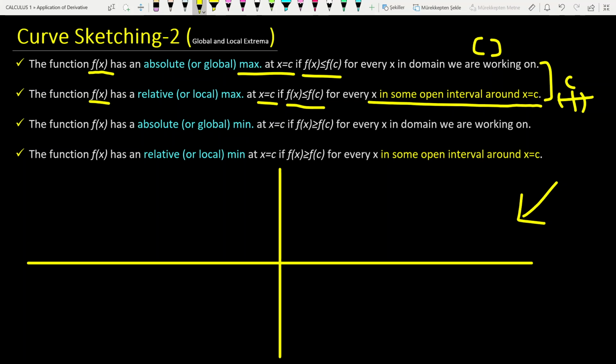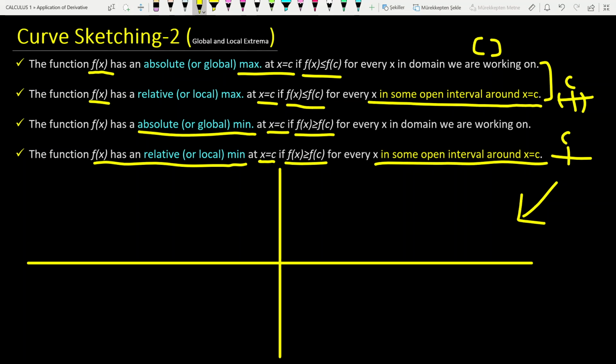Okay. Let's look at the third definition. We say that our function has an absolute or global minimum at the point c if our function is equal or greater than f of c for each x in our domain, and our function has a relative or local minimum at the point c if our function is equal or greater than f of c, again in some open interval around c. We must have some open interval around c.